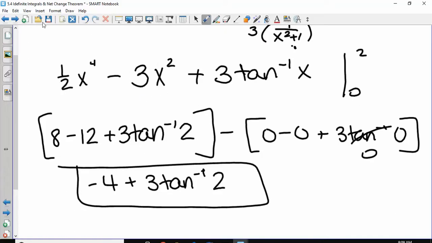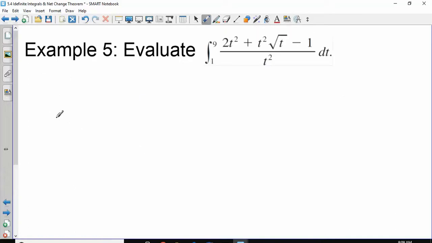Number 5. Something that we kind of struggled with on the last test. You cannot just do an antiderivative of a quotient. So what am I going to have to do here? Simplify this first. So it's like putting each piece over your denominator. T squared times the square root of t. That's like a t squared times a t to the 1/2.